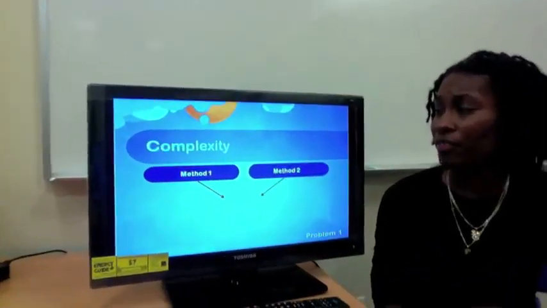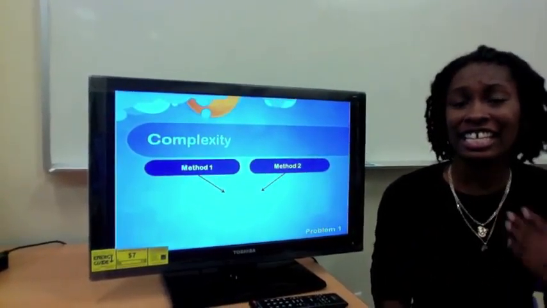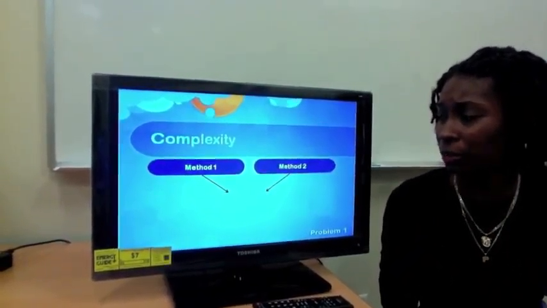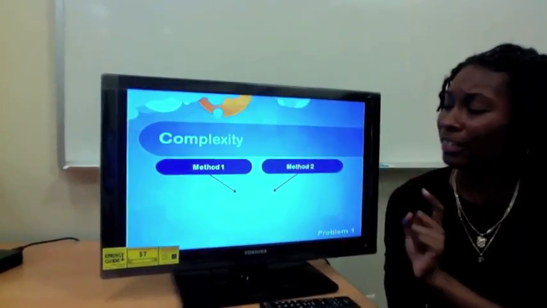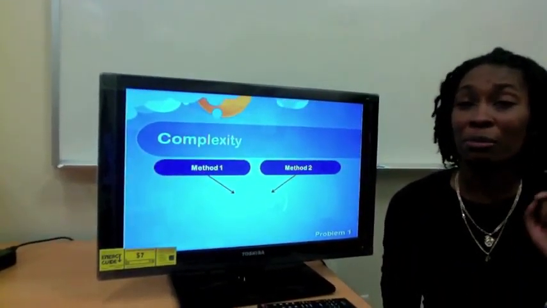The runtime for both the Ethiopian peasant and the Egyptian multiplication algorithms is both big O of n plus n squared because both of them are so similar.